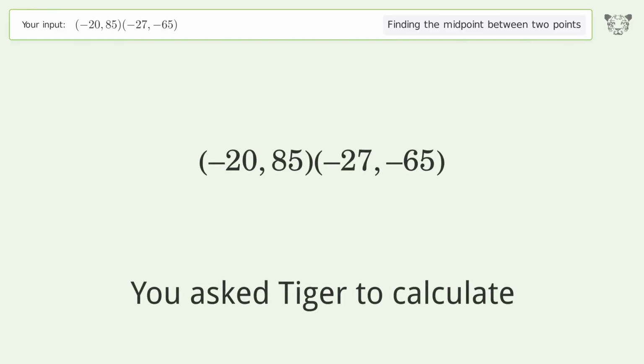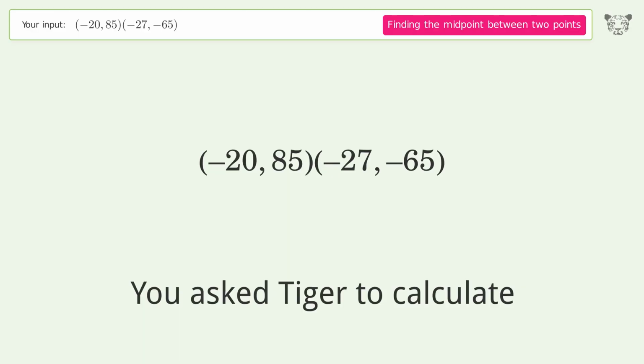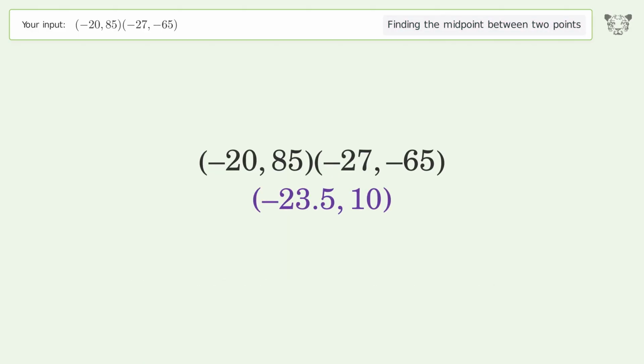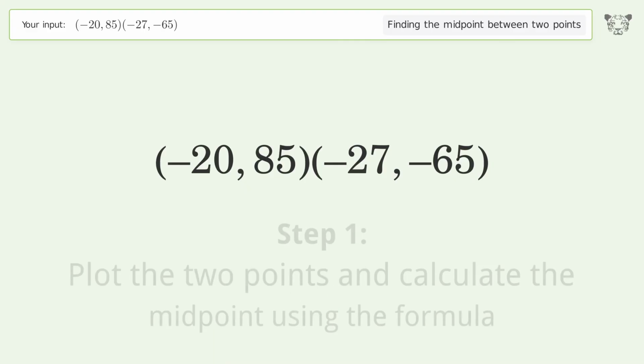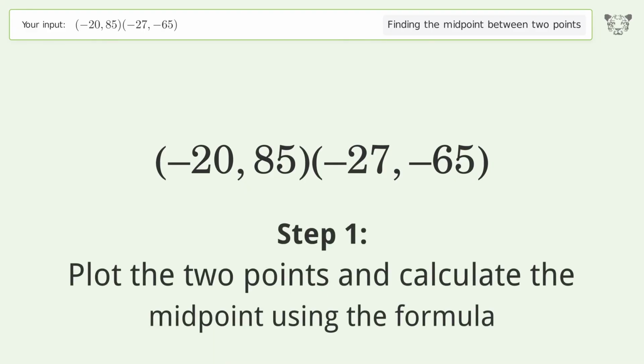You ask Tiger to calculate. This deals with finding the midpoint between 2 points. The midpoint between the 2 points is negative 23.5, 10. Let's solve it step by step. Plot the 2 points and calculate the midpoint using the formula.